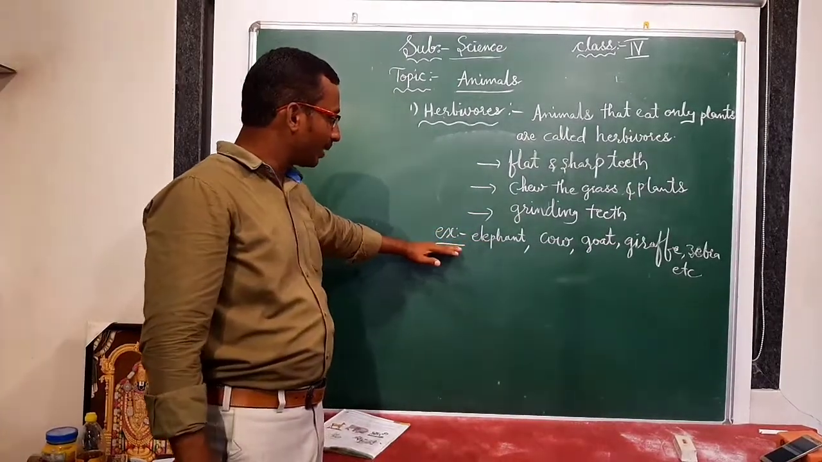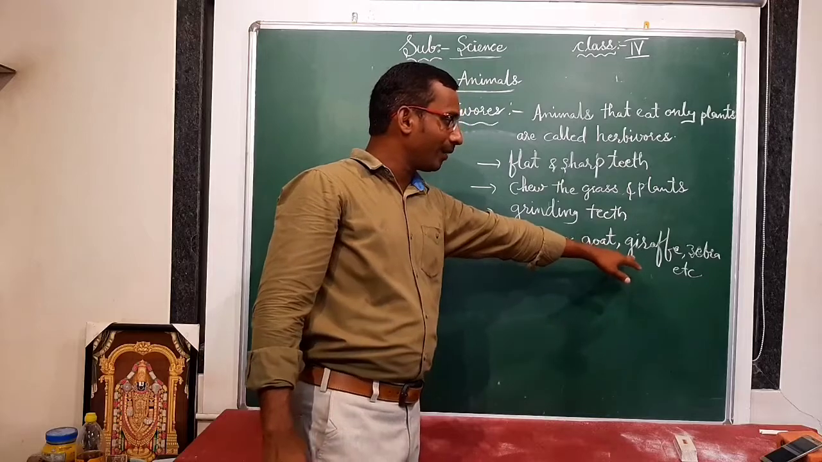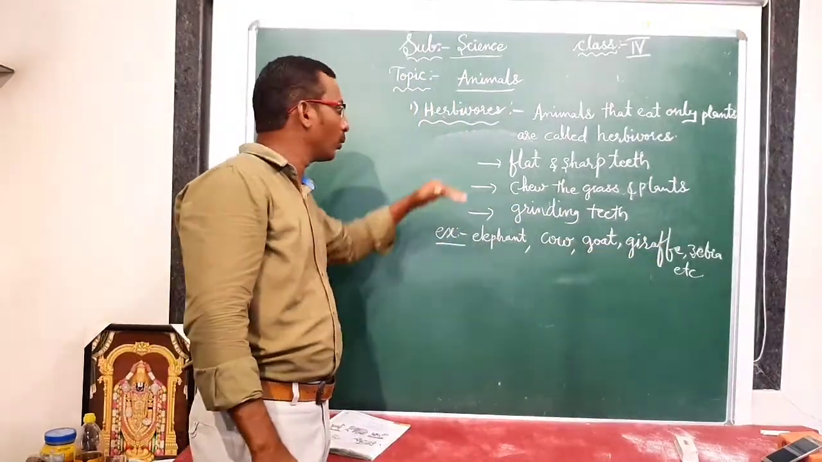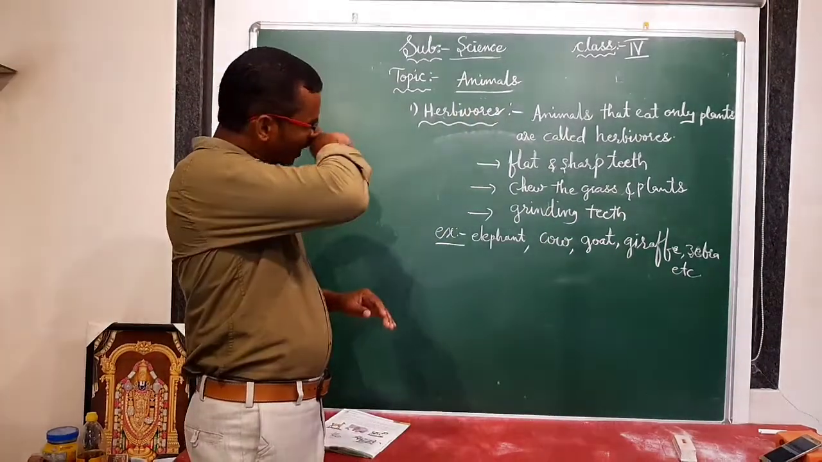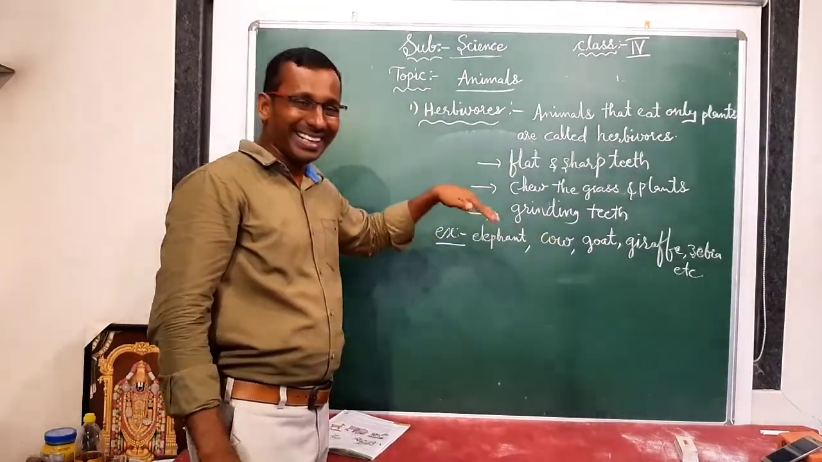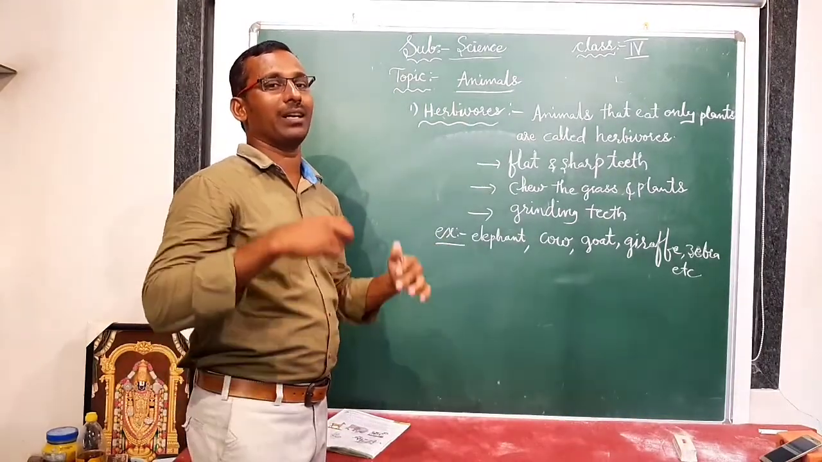And what are the examples? Elephant, cow, goat, giraffe, zebra, etc. Like that, so many animals are there. They are eating only plants or grass. Is it clear? And in these herbivores, some animals have special features.